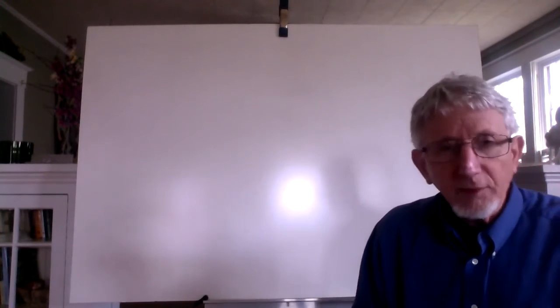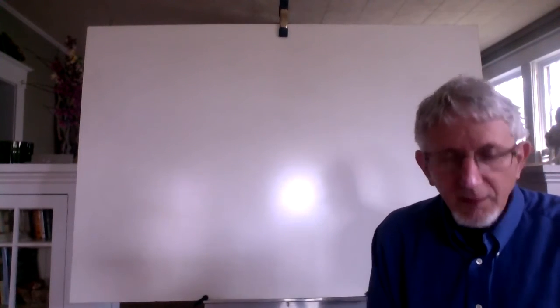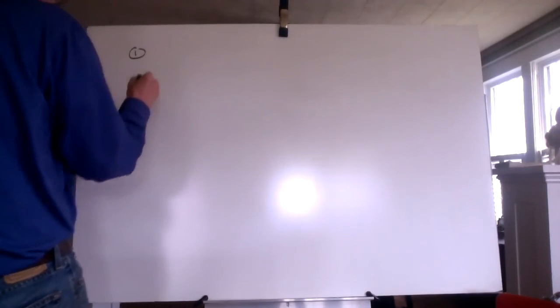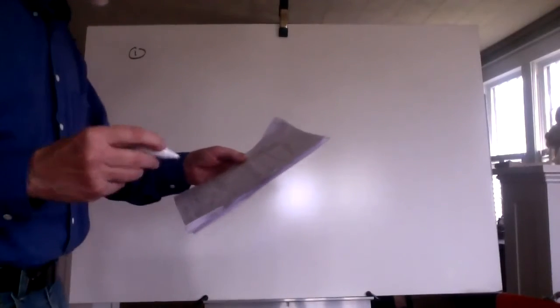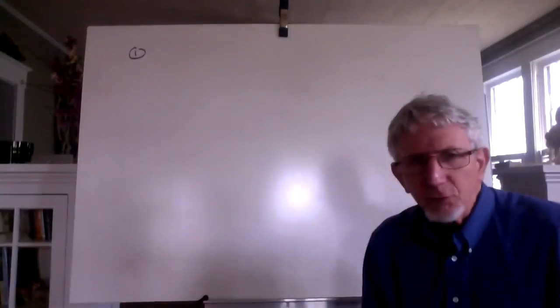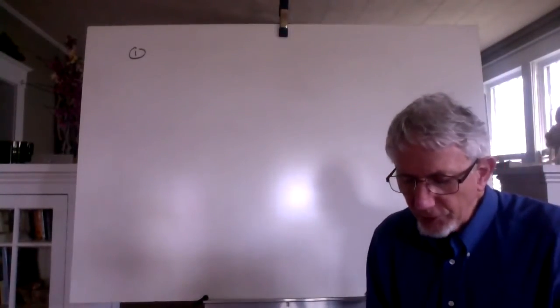So we're going to start with question number 1 on the practice test. Question number 1 says we have concentrated hydrochloric acid that has a molarity of 12.1, 12.1 moles per liter of solution.